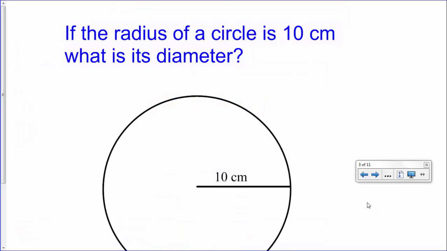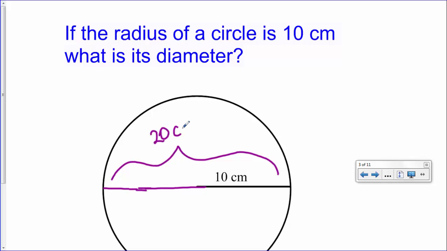If the radius of a circle is 10 centimeters, what is its diameter? The radius, remember, goes from the center to the outside of the circle. The diameter goes the entire distance across the circle. So if the radius is 10 centimeters, the diameter would be 10 plus another 10, or 20 centimeters. Always remember that the diameter is twice the radius.